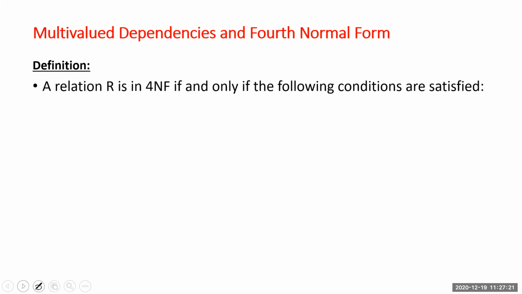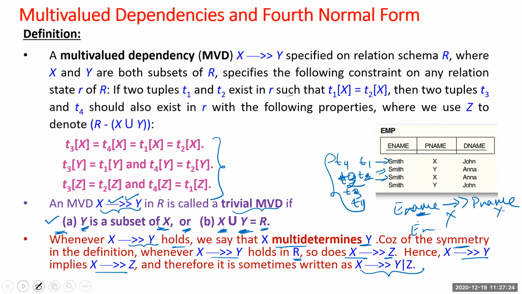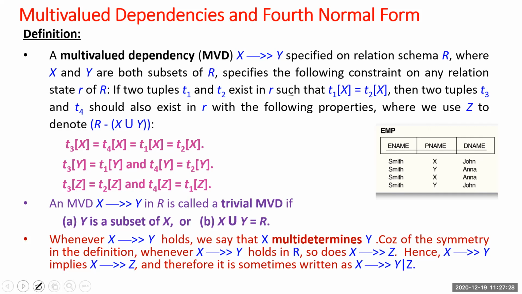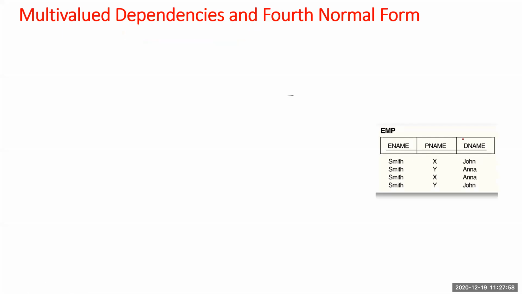Multivalued dependencies and fourth normal form. Now we will see the fourth normal form definition. Okay, I have forgotten one more point. When you check here, in this table, this is an example table. Always in a multivalued dependency table, there is one hint for you. That is, all the attributes are the key. That is the first one. All the attributes are the key.